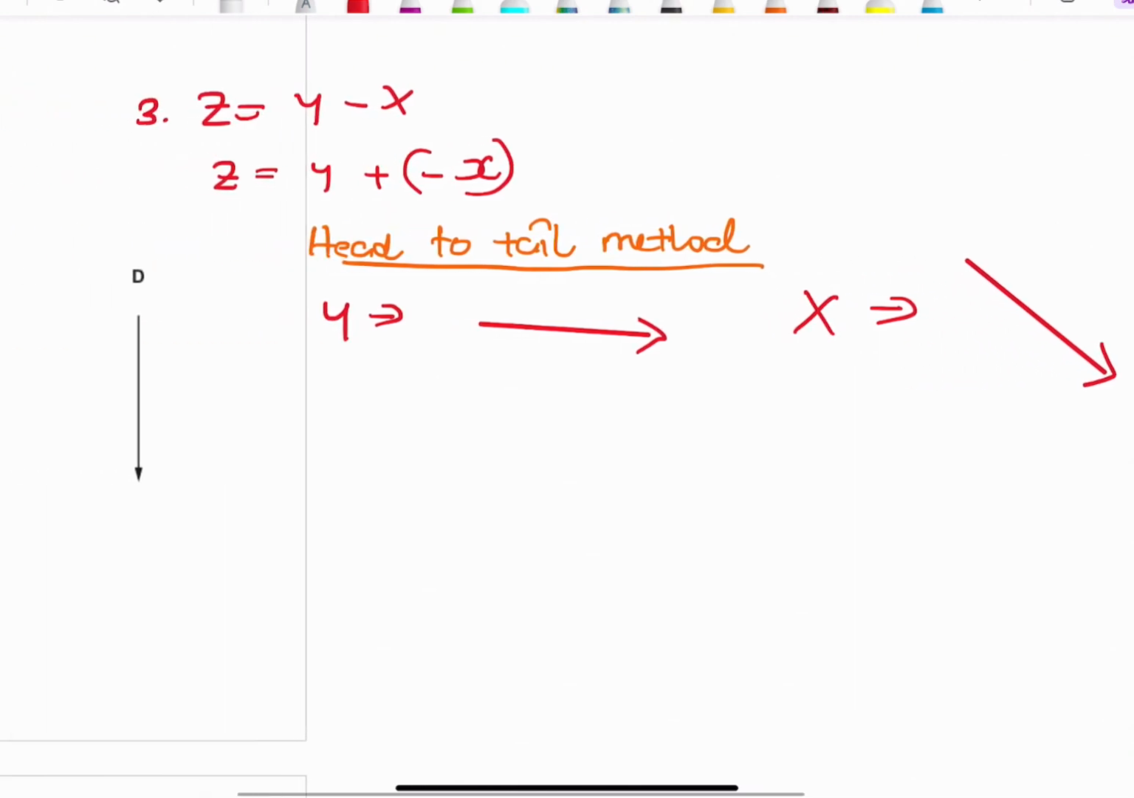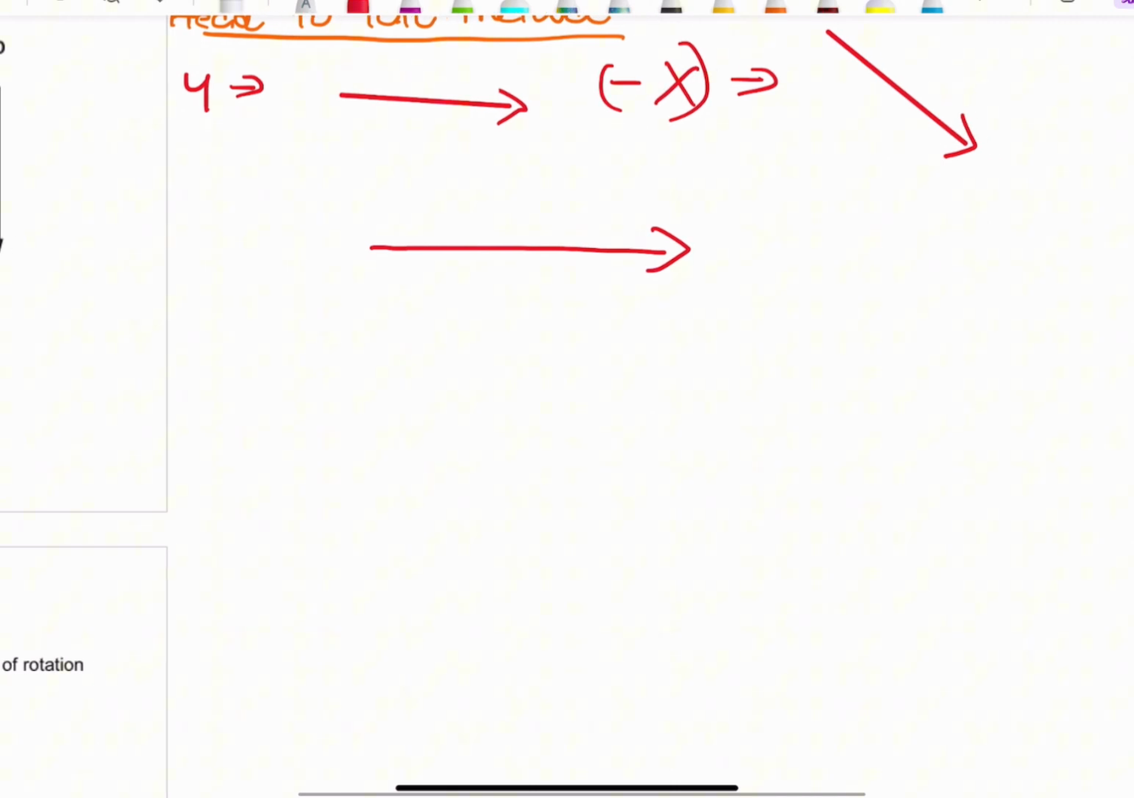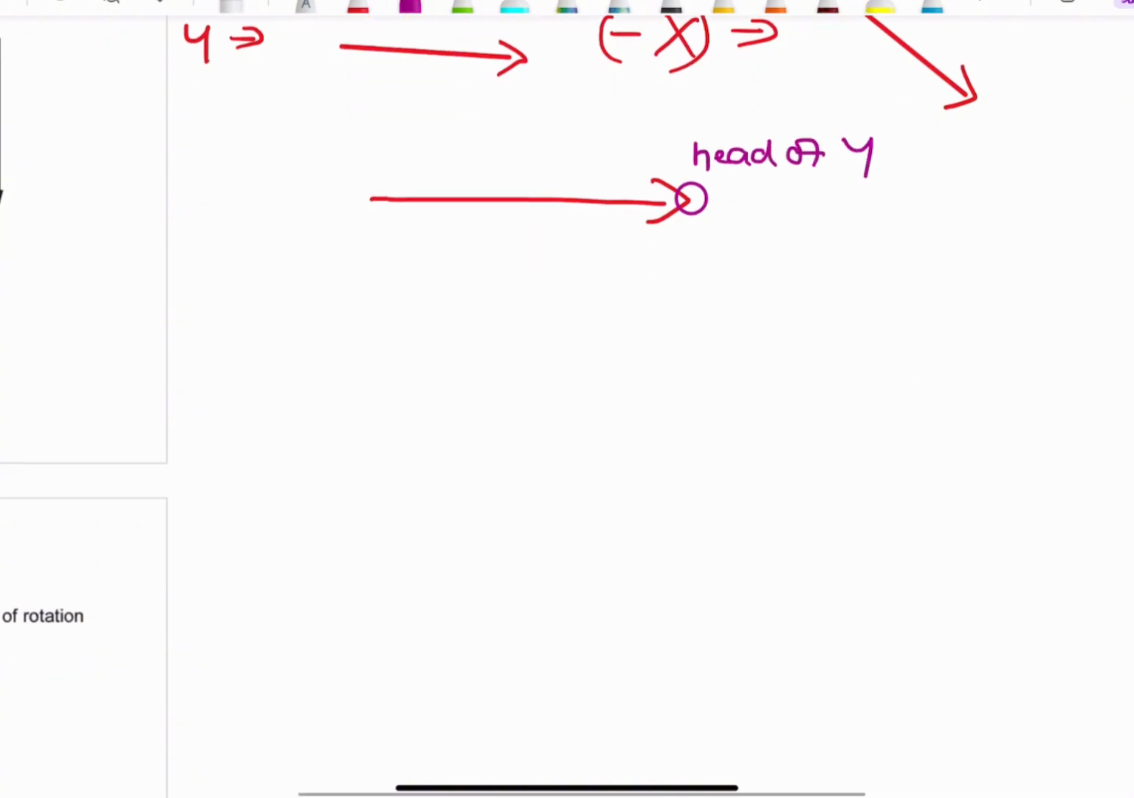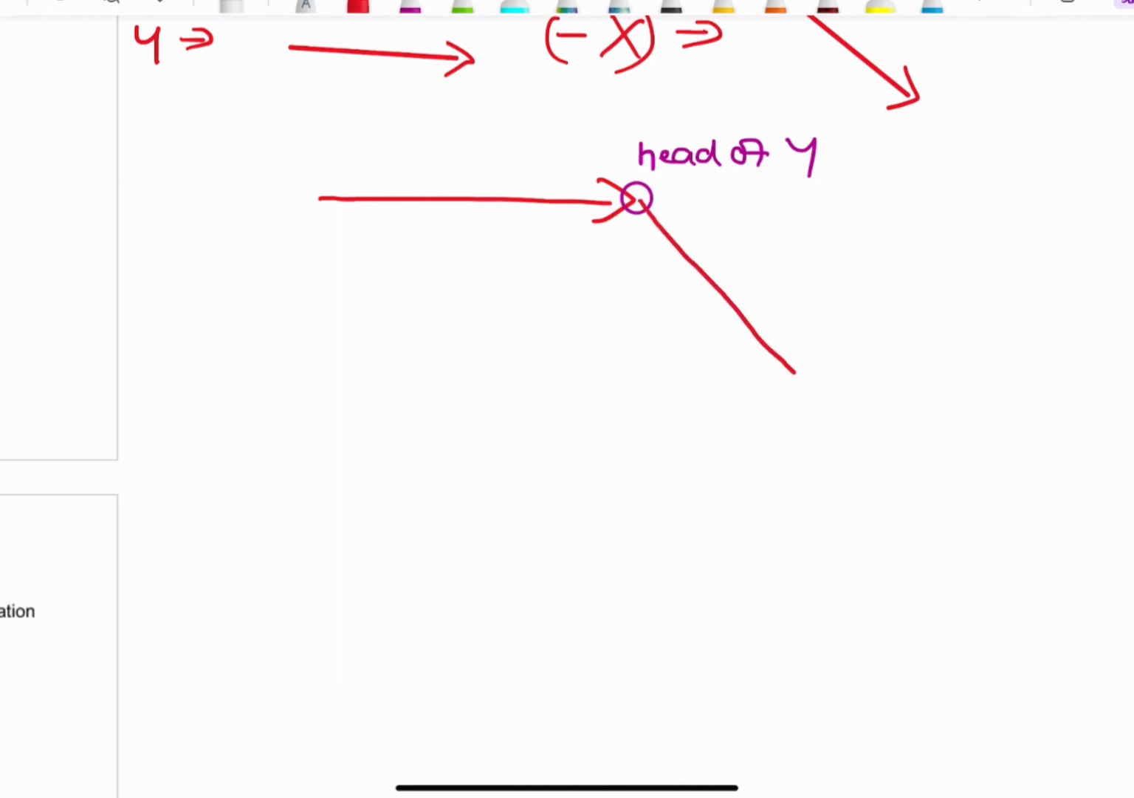So how the head to tail method works is you place your first vector y. This is negative x. So we first place our vector y like this. Very important. Then we go to the head of vector y, this is the head of y, and at that head we put the tail of vector negative x.